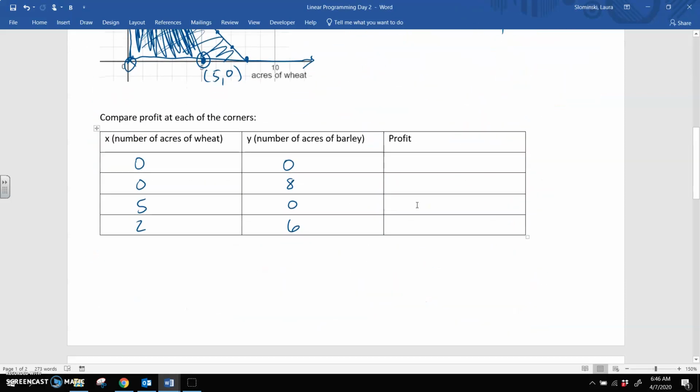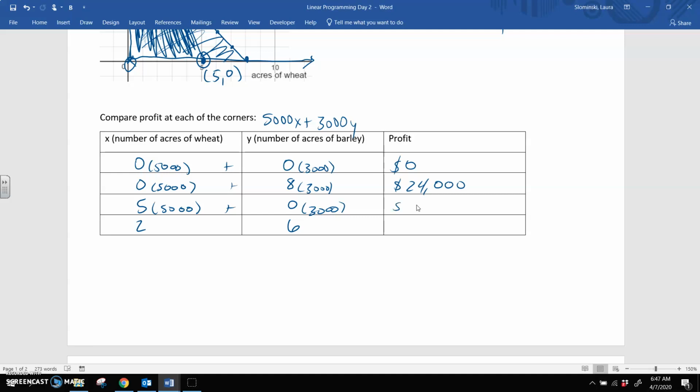And I'm going to plug each of these ordered pairs in for that. So I do 0 times 5,000 plus 0 times 3,000. Obviously, I get $0 for that. We knew that wouldn't be the case, but we tried it. 0 times 5,000 plus 8 times 3,000, and that gives me $24,000. If I sell 5 acres of wheat, that's 5 times 5,000 plus 0 times 3,000 gives me $25,000.